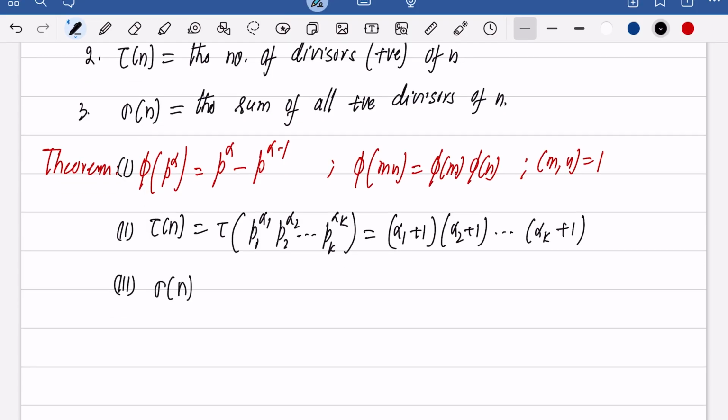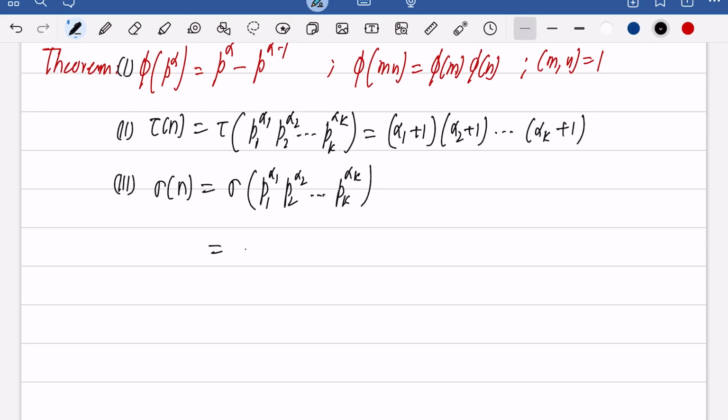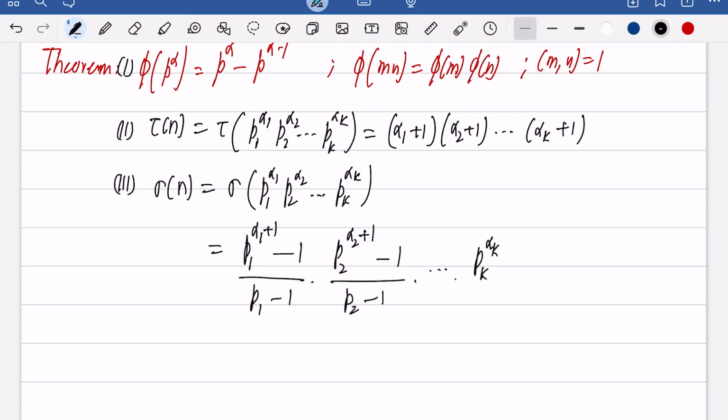Now the sum of divisors sigma n, which is equal to sigma of p1 power alpha 1, p2 power alpha 2, pk power alpha k. Now this is defined as p1 power alpha 1 plus 1, minus 1, whole divided by p1 minus 1. Now multiply this by p2 power alpha 2 plus 1 minus 1 divided by p2 minus 1, and so on. Then similarly pk power alpha k plus 1 minus 1 divided by pk minus 1. So this is the formula for phi n, tau n and sigma n.